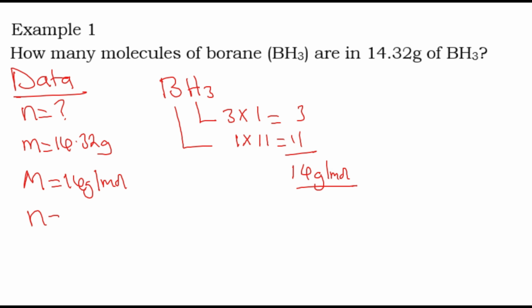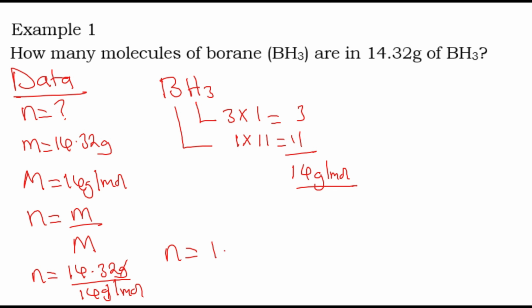Right? The formula: number of moles is equal to mass over molar mass. Number of moles is equal to 14.32 grams divided by 14 grams per mole. So the grams get cancelled. And what do we get? Number of moles is equal to 1.02 moles.